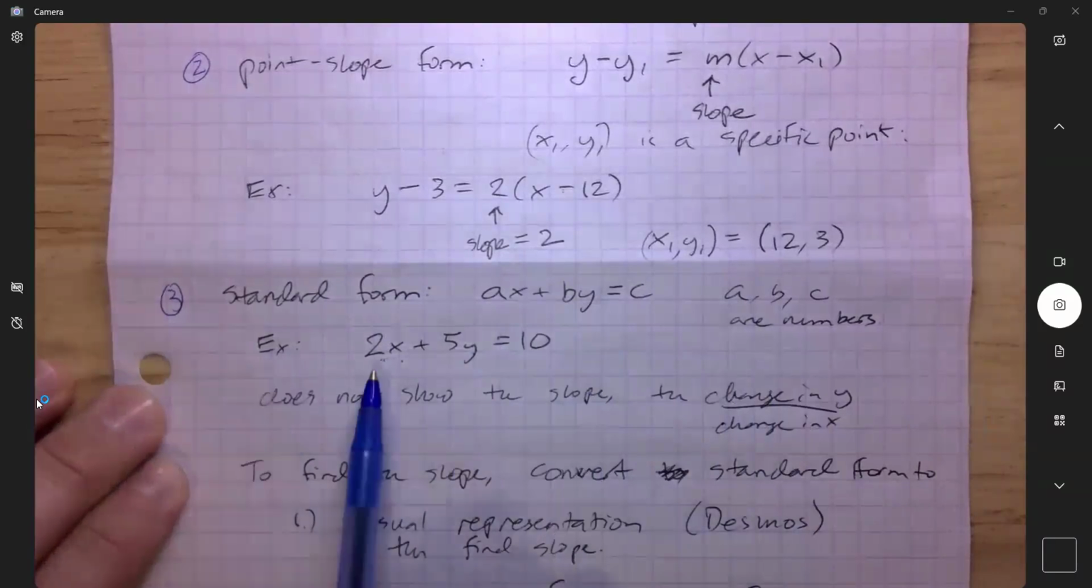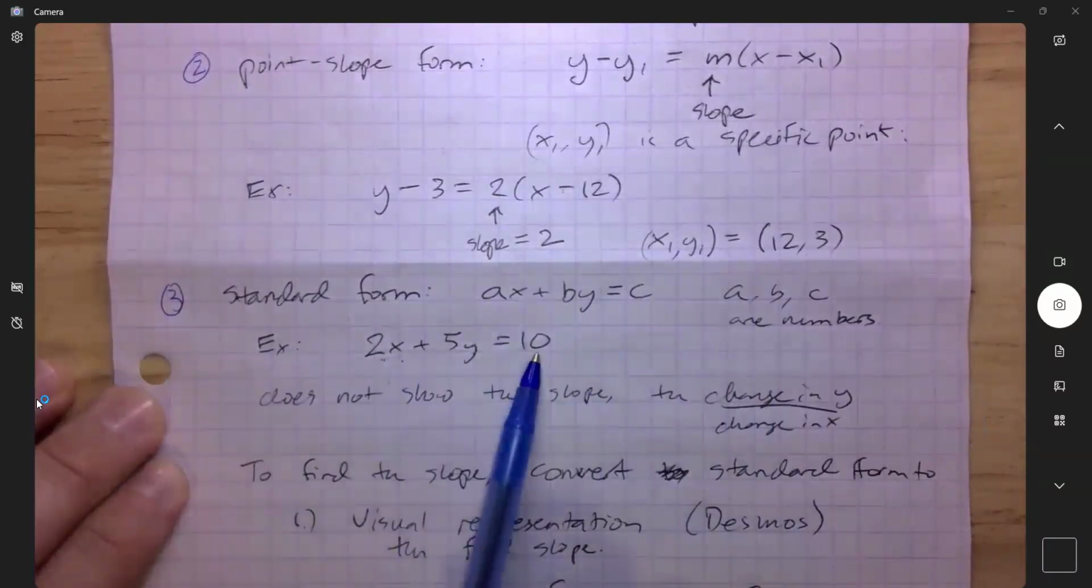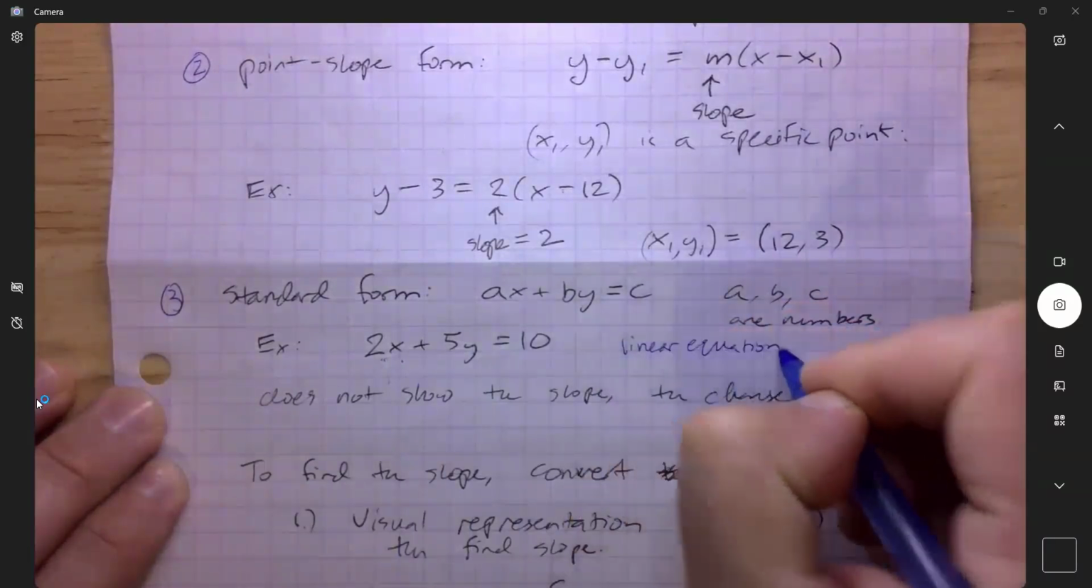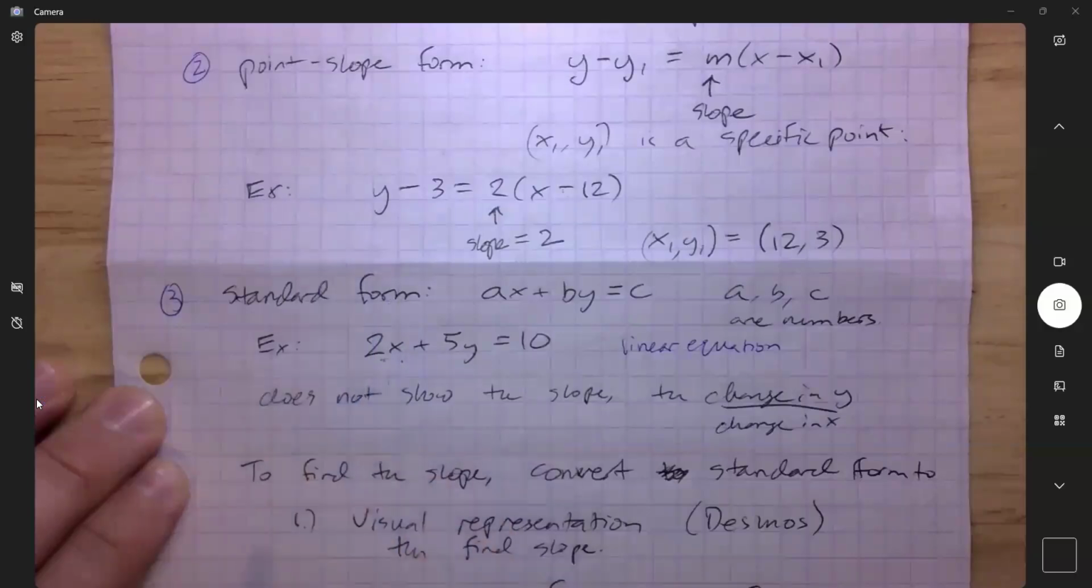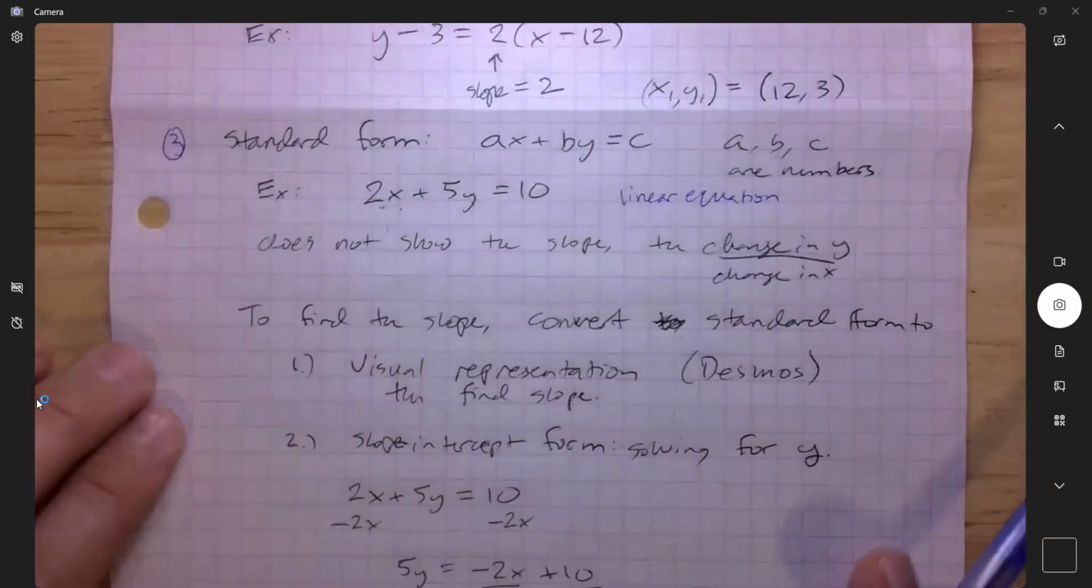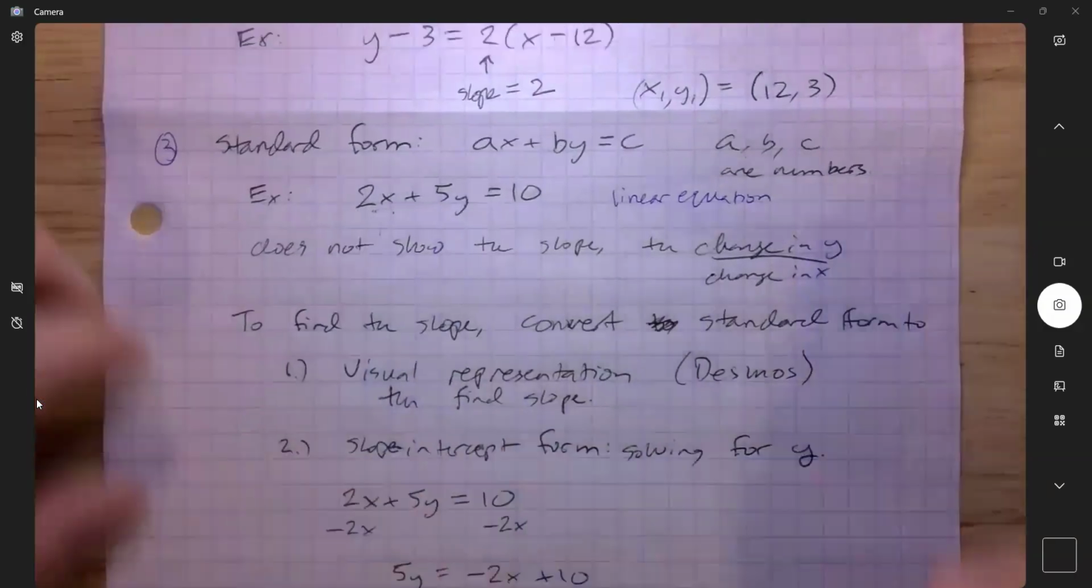So for example, 2x plus 5y equals 10. This is a linear equation, but it is in standard form. It is not in slope-intercept form. And when you see the standard form, it does not show you the slope. I cannot just read the slope off as one of these numbers. The slope is neither 2 nor 5 nor 10. It is something else. I cannot just see the change in y for a change in x. So in order to find the slope, which we usually want to do, we need to convert standard form.